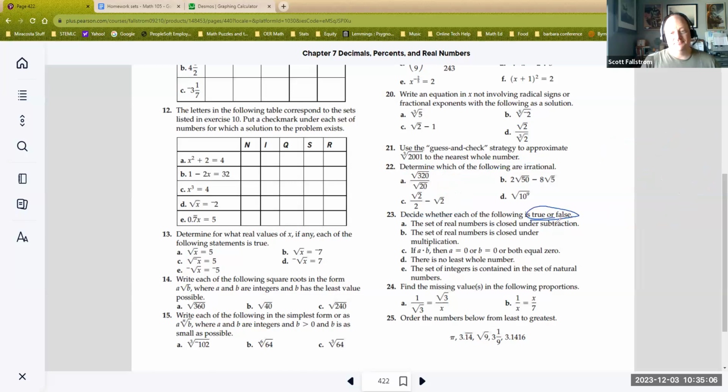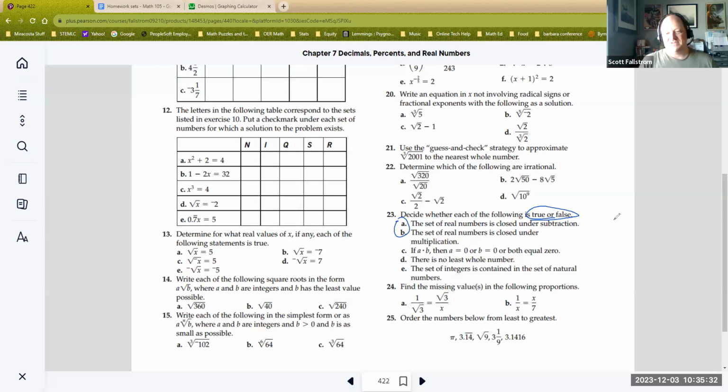True or false? Hey, it might as well be always, sometimes, never. The set of real numbers is closed under subtraction. The set of real numbers is closed under multiplication. Okay, so these are those, though, because there is the set closed. That would only be always or never, because it either works all the time or it doesn't work all the time, right? So there would be a difference here.